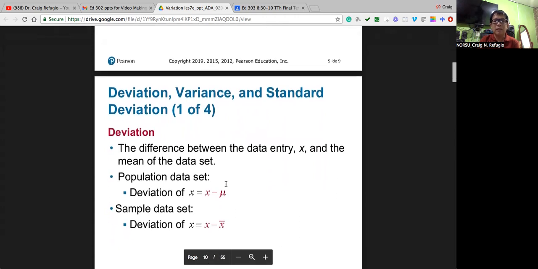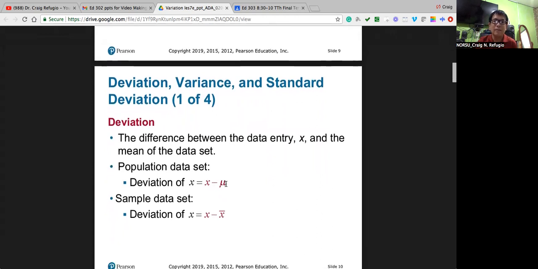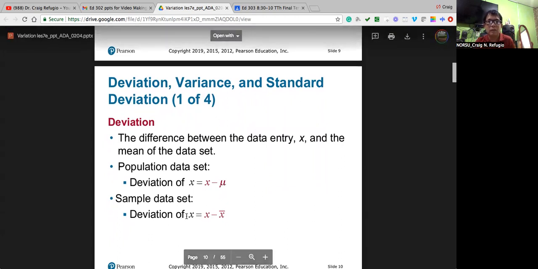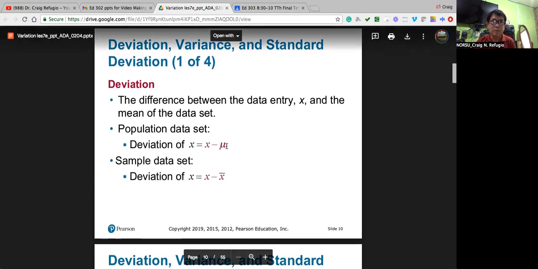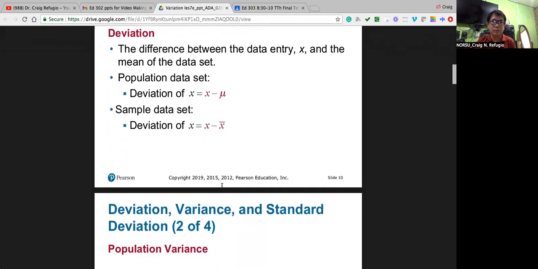Deviation is the difference between the data entry x and the mean of the data set. For a population data set, the deviation of x is equal to x minus mu, wherein mu is the population mean. Remember, in the measures of central tendency, I mentioned mu, the population mean, and x bar, the sample mean. So for a sample data set, the deviation of x is equal to x minus x bar. So again, mu is the population mean, and x bar is the sample mean.